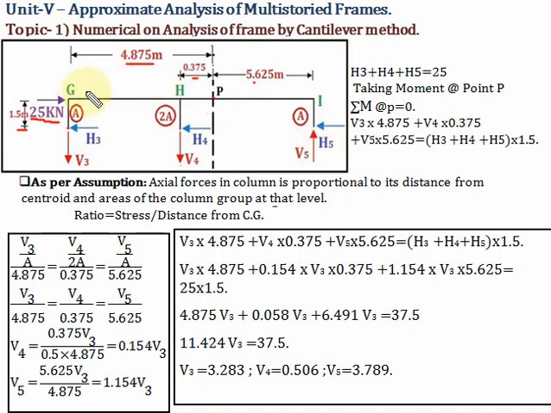If you take summation Fx, H3 plus H4 plus H5 will be equal to the horizontal force, which here is 225. So H3 plus H4 plus H5 is equal to 225. Now there are two unknowns, so we have to find one unknown. For that, we'll take the summation of moment at point P equal to 0.